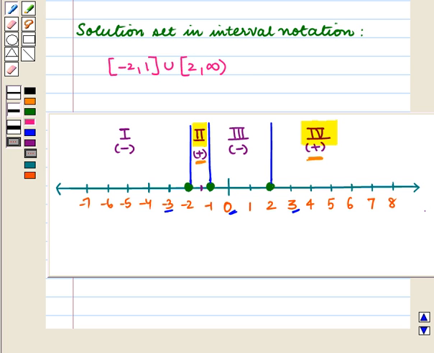Now we graph the solution on the number line. For this, we darken the number line from -2 to -1 with closed circles at -2 and -1, and also the line from closed circle at 2 to infinity. This is the required graph of the solution set.